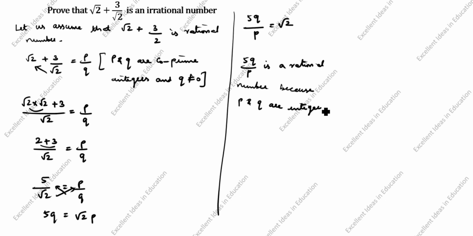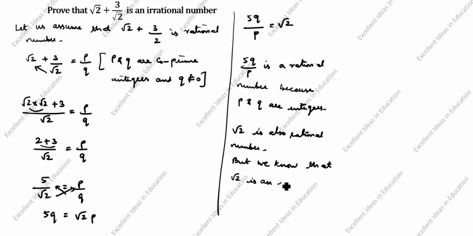5q divided by p is equal to root 2. This p, bring it to this side. Next, 5q by p is a rational number because p and q are integers. So root 2 is also a rational number, but we know that root 2 is an irrational number.